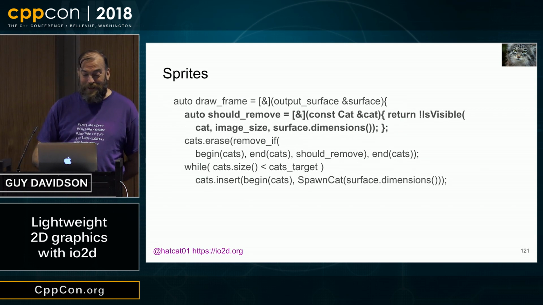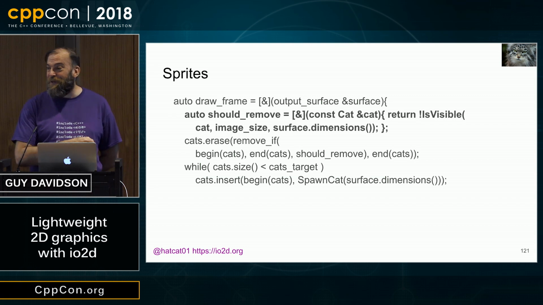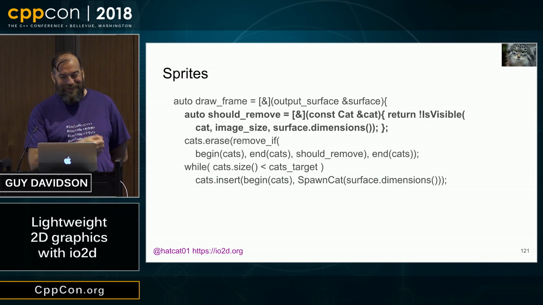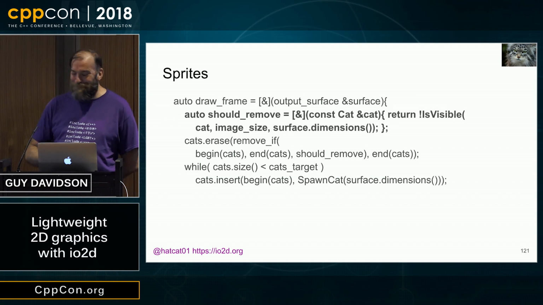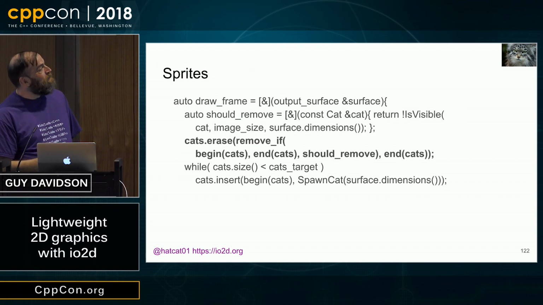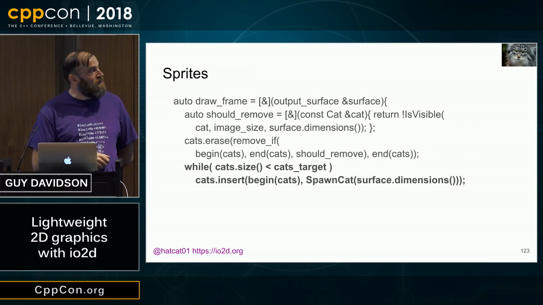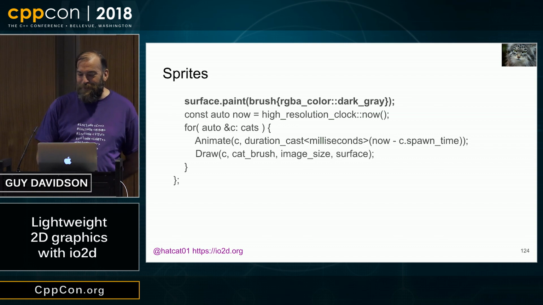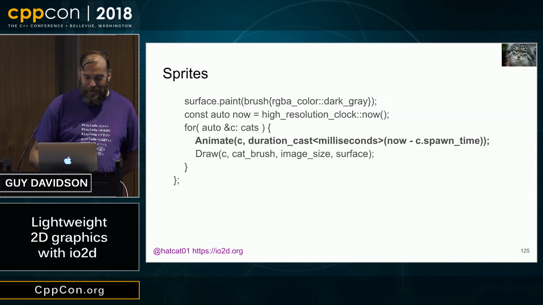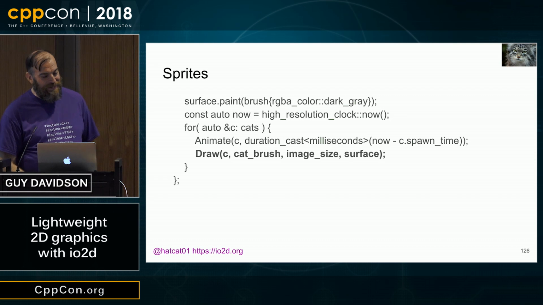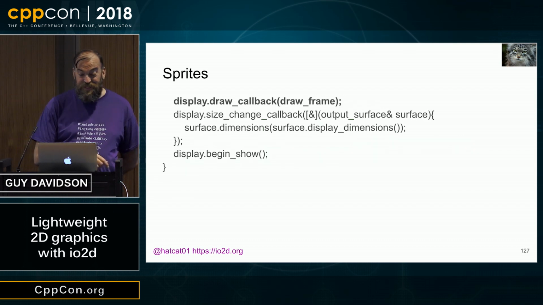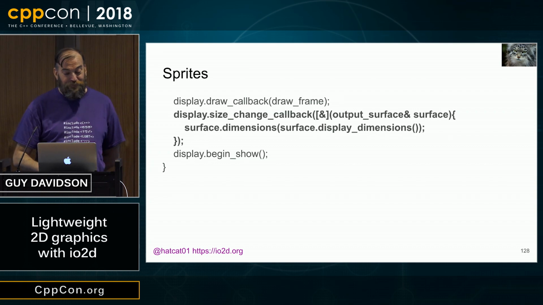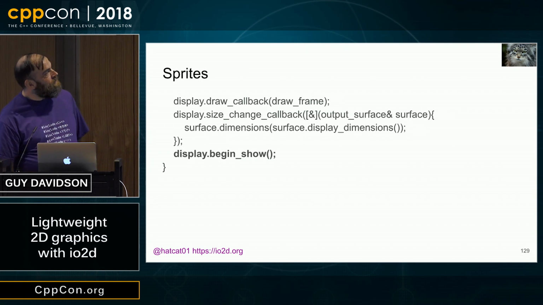So now we have the draw callback. The first thing we do is remove cats that have become invisible. Here's a lambda for detecting that, if only real life were so useful. So we have erase remove if for the win. And then we replace them with new cats. And then we erase the surface by overpainting it in dark grey. And then we animate. And then we draw each cat. And that's the end of the lambda at the bottom. So we attach that callback to the surface, along with a trivial size change callback and call begin show.